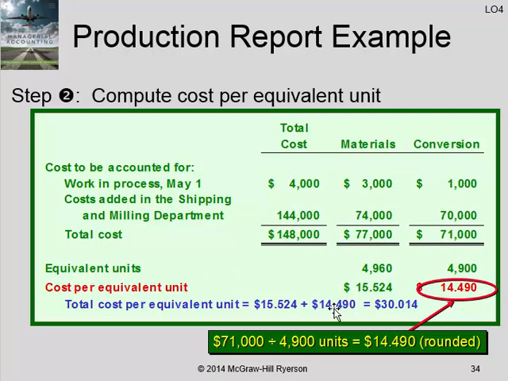Okay, so we will round these often to more than 2 decimal places, because we're then going to take this and multiply it by many, many units of production. Okay, so some important bits of information to note here: cost per equivalent unit with respect to materials, cost per equivalent unit with respect to conversion, and add the 2 together to get the total cost per equivalent unit, $30.014.